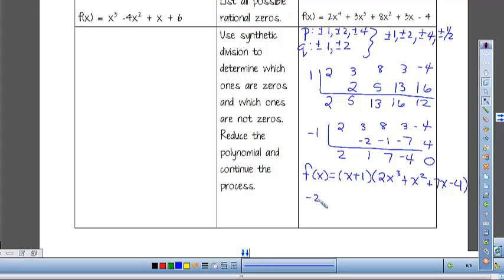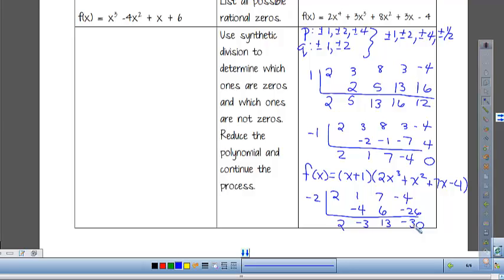So I'm going to do negative 2. And this time we're looking at 2, 1, 7, negative 4. Going to bring the 2 down. 2 times negative 2 is what? Negative 4. Add, we get negative 3. Negative 3 and negative 2 is 6. So we get 13. 13 and negative 2 is negative 26. We get negative 30. Okay, that does not work.